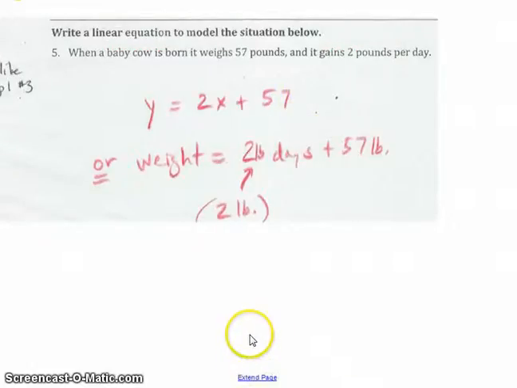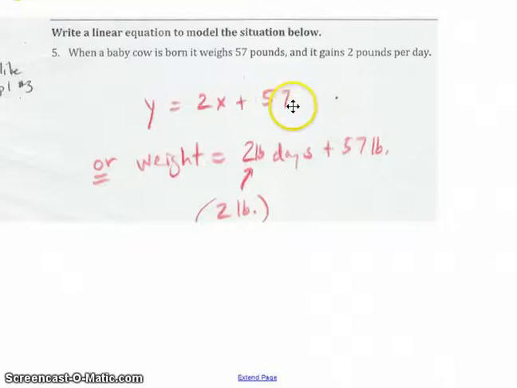This is another very similar problem to one I've already solved in a previous video. The bottom of the first page video had a question about a babysitter who charged based on how many pets were in the house. Well, once again, whenever you have a word problem, I'll quickly talk through this. What you're looking for is a starting point. Well, the baby cow is born at a starting point of 57 pounds.